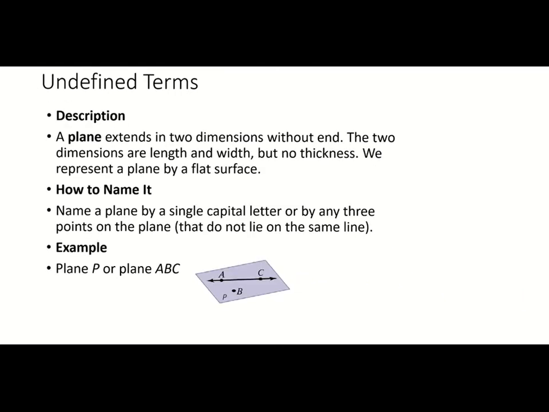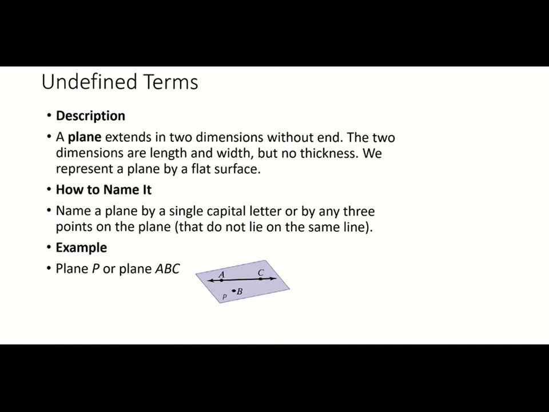All right, our third undefined term that we are going to talk about today is a plane, and a plane extends in two dimensions without end. The two dimensions that it has are length and width. So now we went from no dimensions with the point to length with a line, and now we have length and we have width. But a plane has no thickness, and we often represent a plane by a flat surface. I always think of the top of a piece of paper. That would be a plane, or the top of a table. But the main thing is that a plane can extend on in both dimensions without end, so with length and width. Even though, you know, like a sheet of paper ends, really the whole plane goes on infinitely.